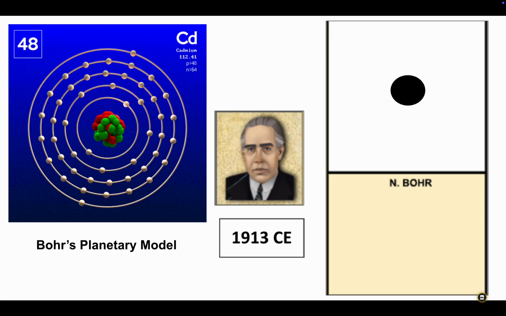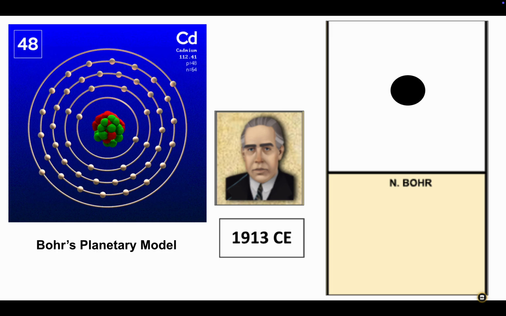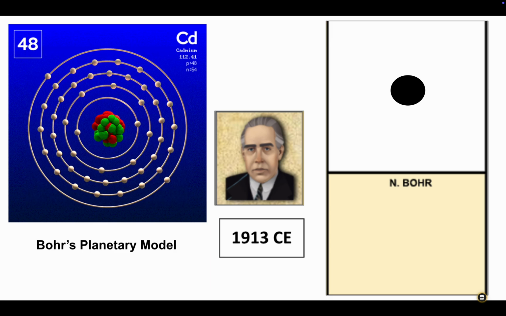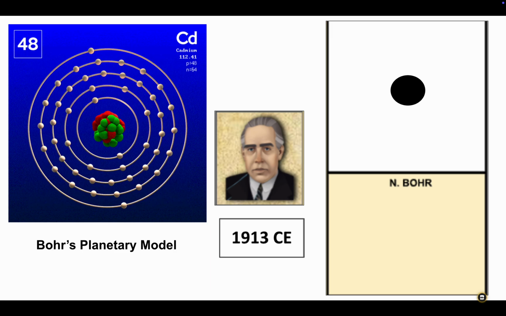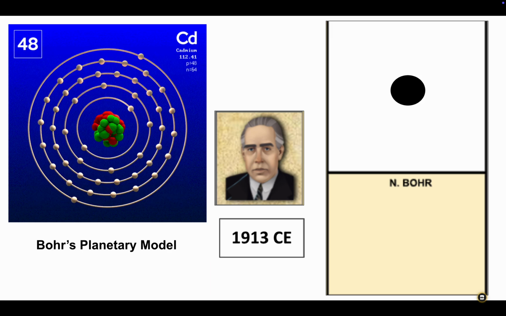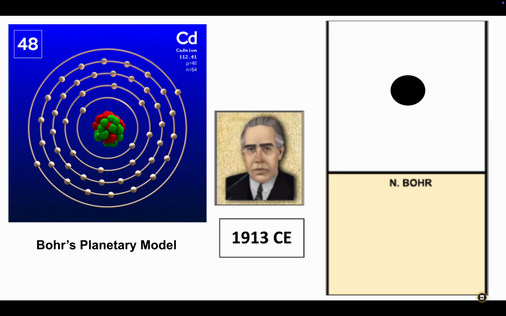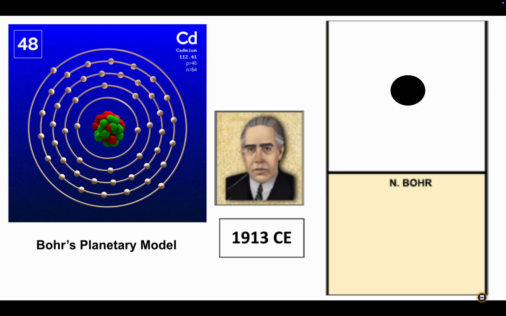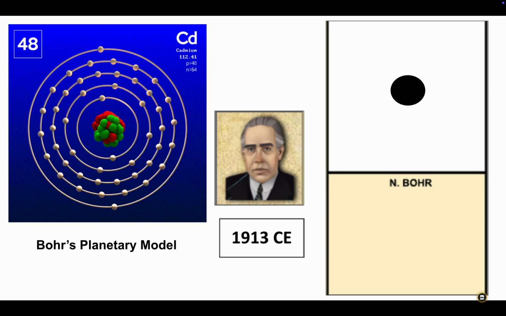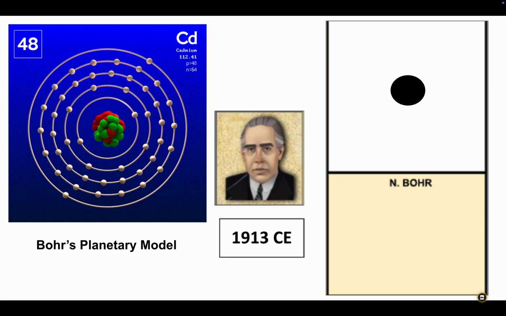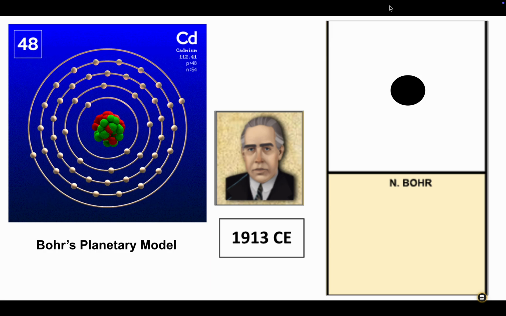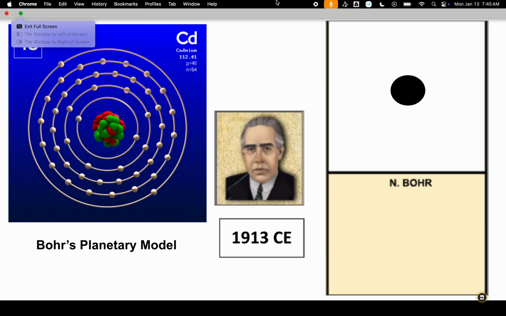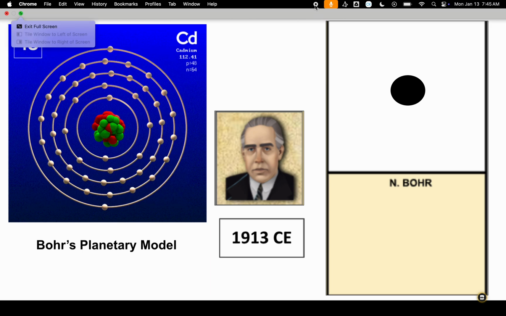Now, remember, Rutherford had no idea what was going on with the electrons. On this slide, you're going to see a GIF of Bohr's planetary model of the atom, and it was important that I showed you this moving picture because that's key for Bohr's planetary model. And I will have you watch the next video to learn more about Bohr.